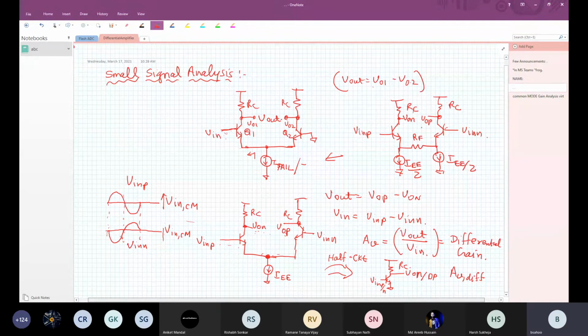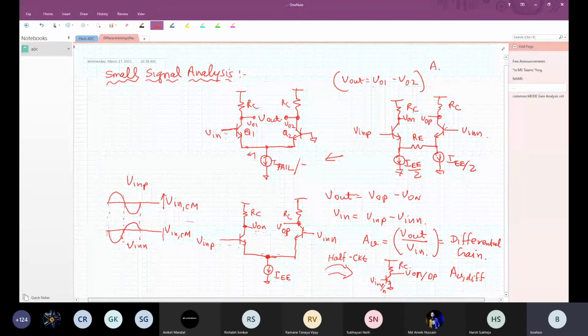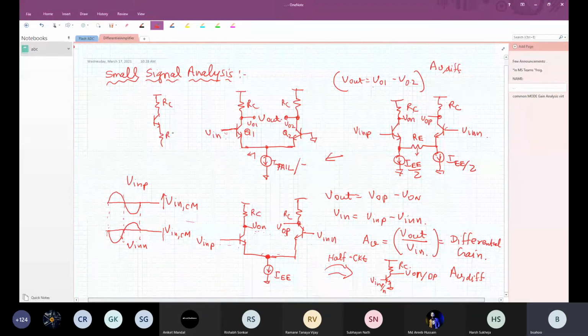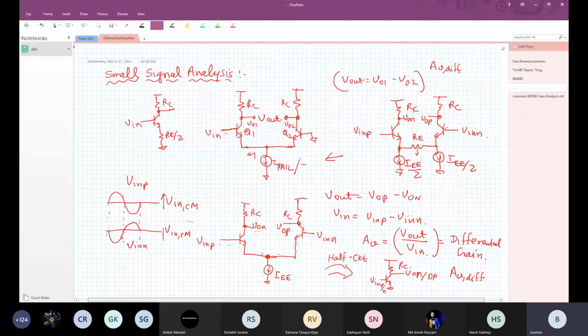In order to obtain the AV diff, you have to draw the half circuit of this. You find out which node doesn't move. Exactly at the center point here, if this goes up, this goes down, this node is not going to move. So the half circuit of that is going to be RC, then this thing, and RE by 2. This is going to be your half circuit. Am I clear? Any questions on this?